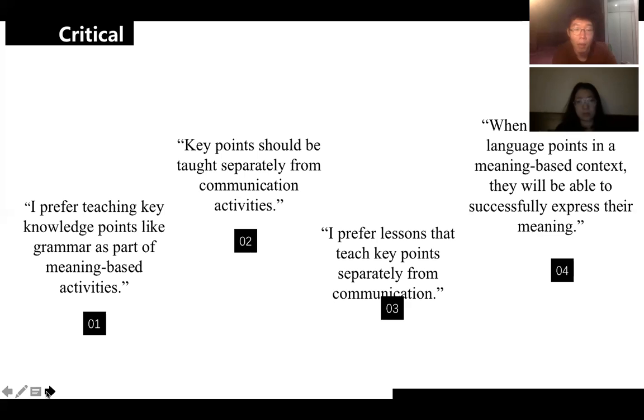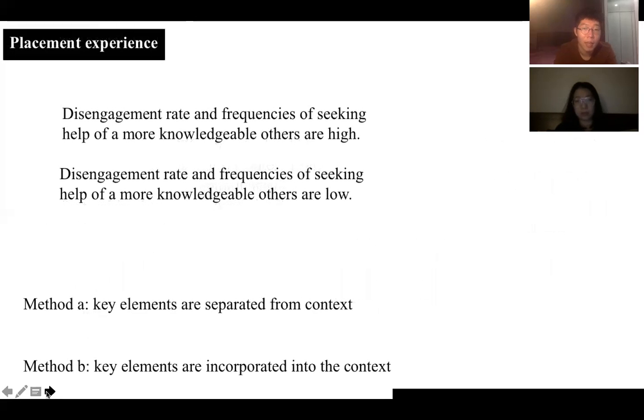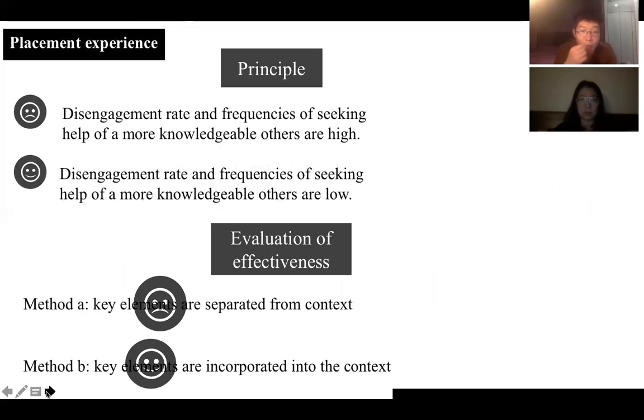So bearing this in mind, I commenced my first placement in a co-educational government school. To ensure ethics, the data collection process does not involve students' work. But there are still some tricks to reflect students' voice and reaction. That is, I managed to take notes of students' disengagement rate and frequencies of seeking help from more knowledgeable others. And in this way, each lesson becomes a little experiment which assesses the learning outcomes of different teaching strategies.